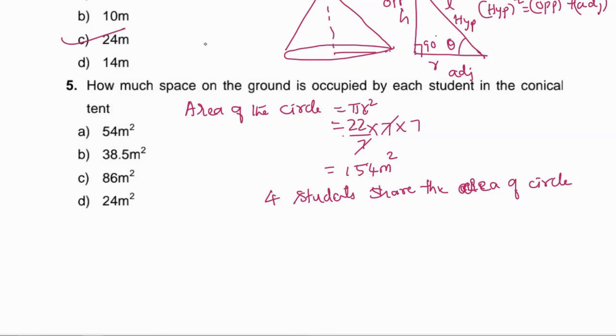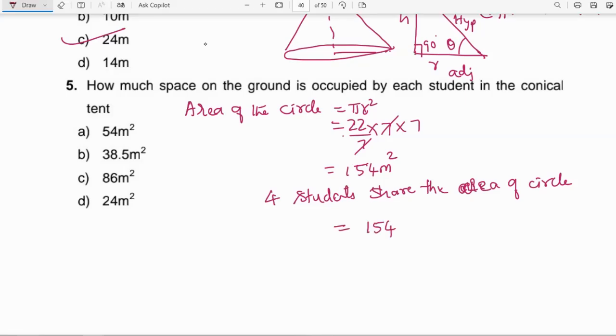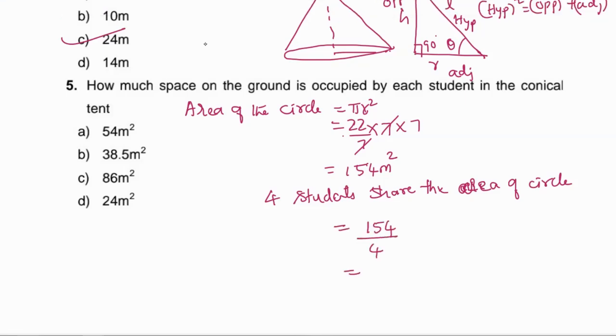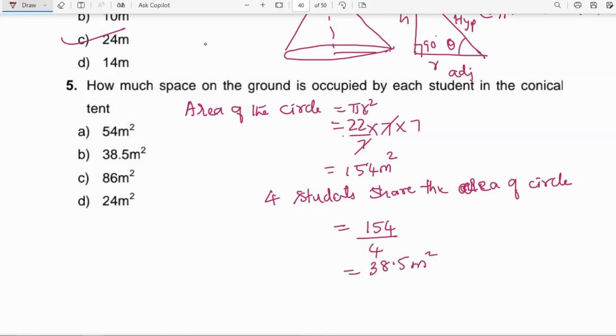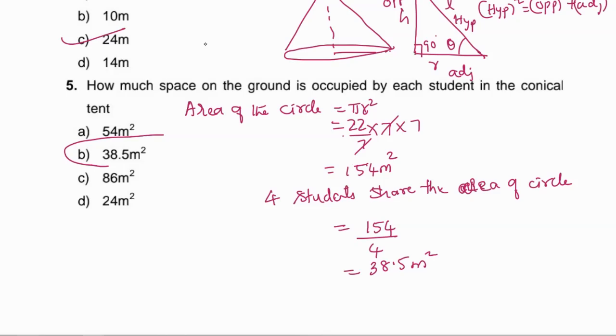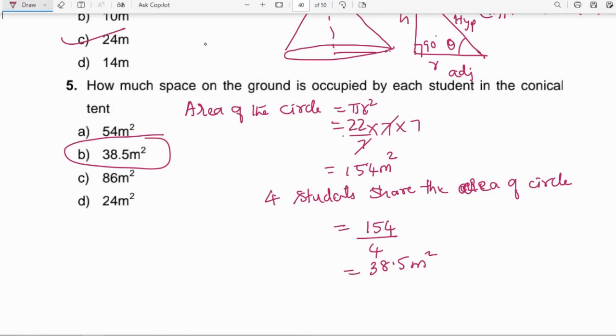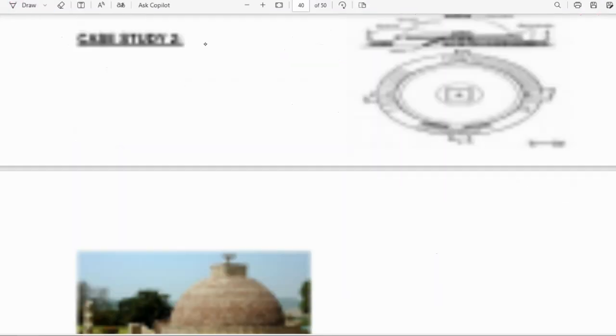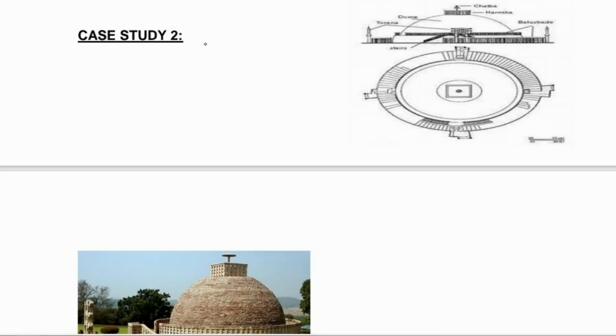So it will be 154 divided by 4. So the answer is 38.5 meter square. That is the space on the ground occupied by each student in the conic tent. So moving on with the next question, we have case study 2.